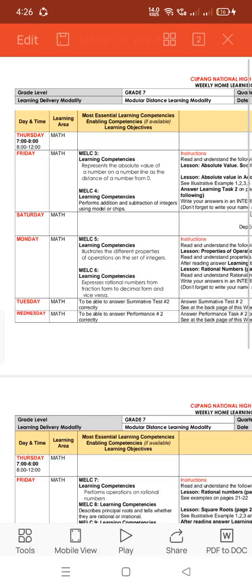Good afternoon. For the week 2 weekly home learning plan, Thursday again is our distribution and retrieval from 7 to 8 a.m., 8 to 12.